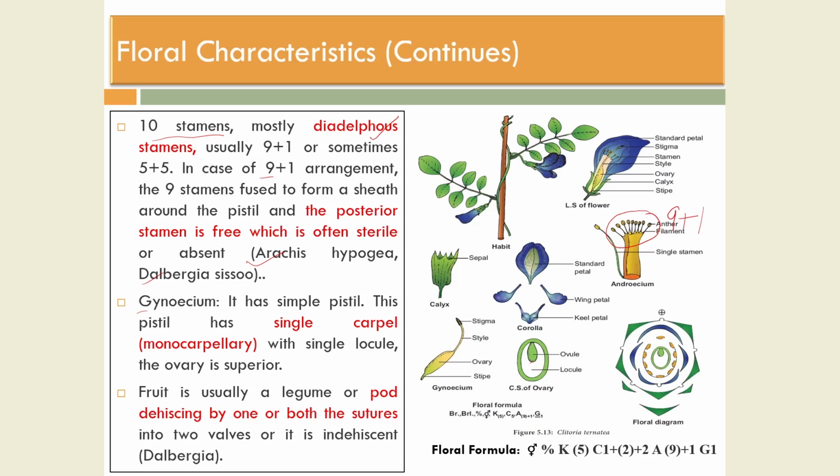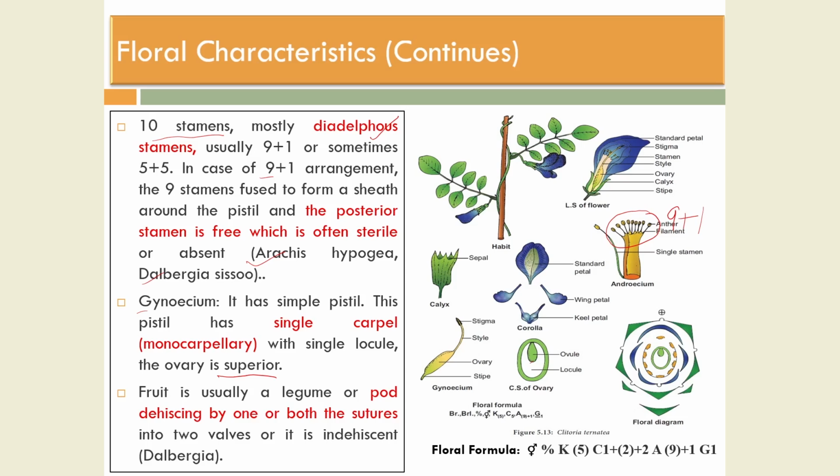So the gynoecium is made up of a single carpel, as you can see here. This is monocarpellary, showing marginal placentation, and the ovary is superior. You can see all the other parts arise from the base of this particular ovary. The fruit of this family is called a legume or pod, which dehisces along one or both sutures, and sometimes it may be indehiscent, as in the case of Dalbergia.